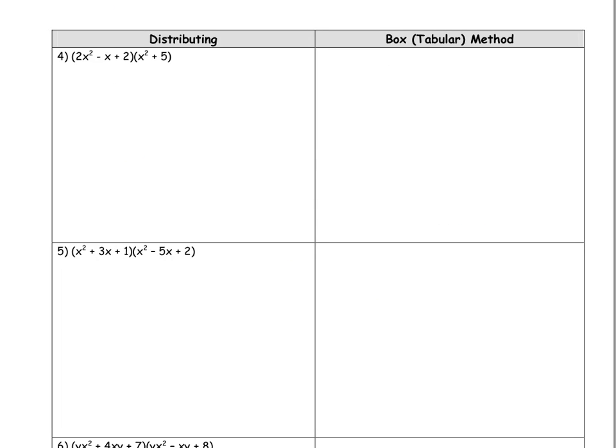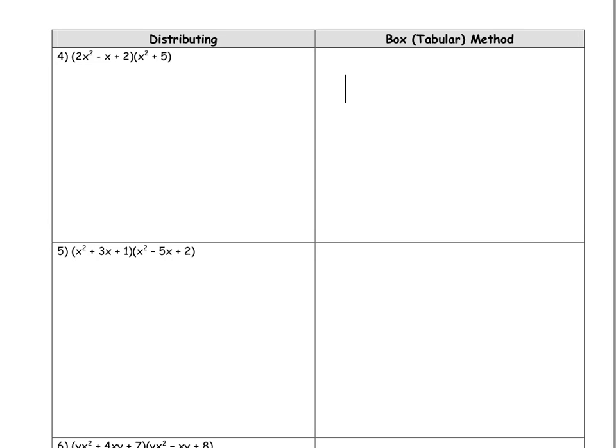Okay, let's try example number 4. I personally think that the box method will be easier for this problem, so I'm going to model it that way. If you'd like to try the distributing way, by all means pause the video, try it, and then watch the box method and see if you get the same thing.